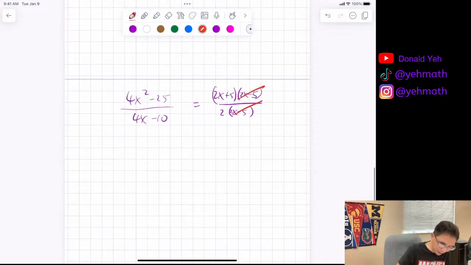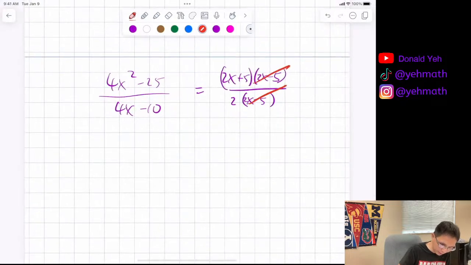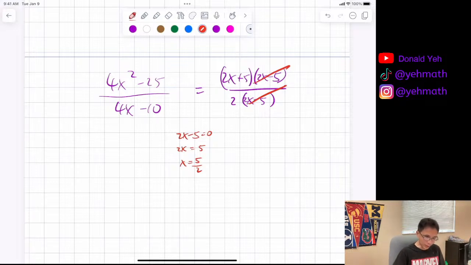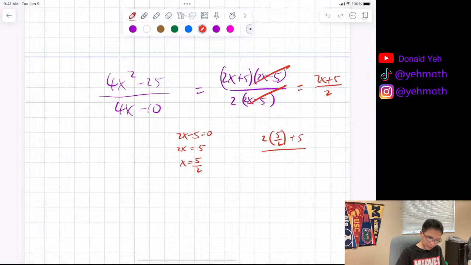If you see something cancel, that gives me 2x minus 5 equal to 0, 2x equal to 5, x equal to 5 over 2. That is the hole. Then I can plug into the new function. Remember, you're graphing the new function, not the old function. So it'll be 2 times 5 over 2 plus 5, divided by 2, and this 2 cancels out. That's 10 over 2, equal to 5. So that's going to be 5 over 2, and 5 over 2 is the hole.